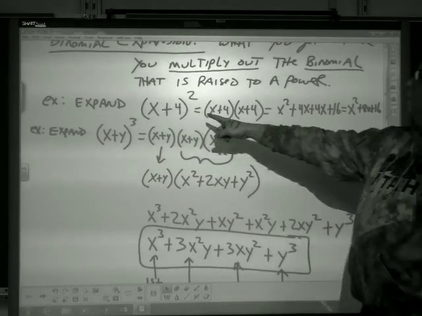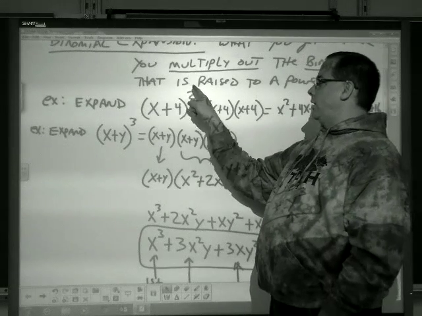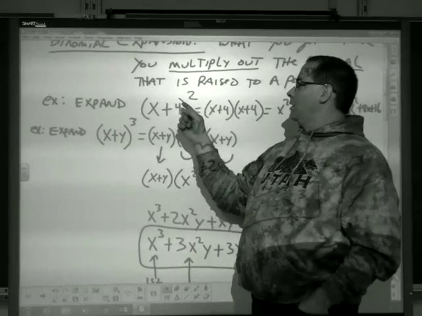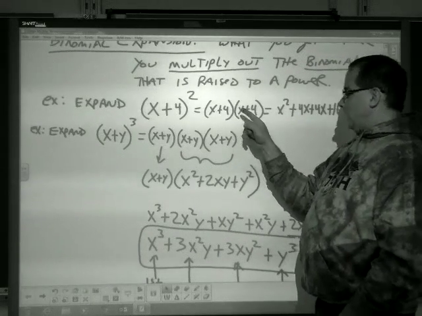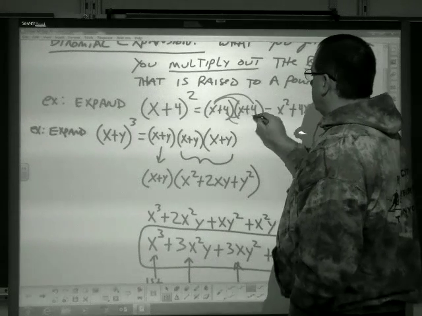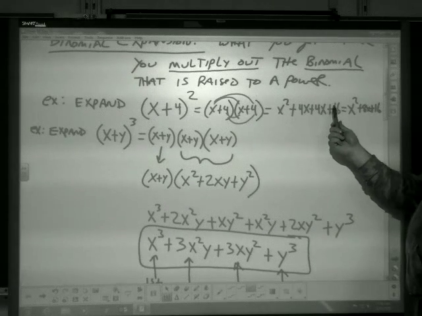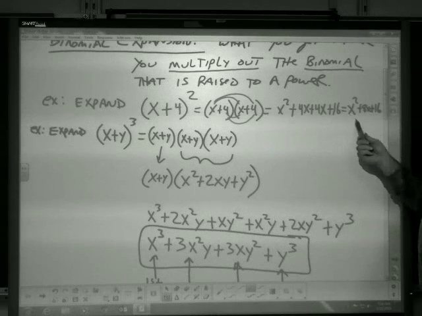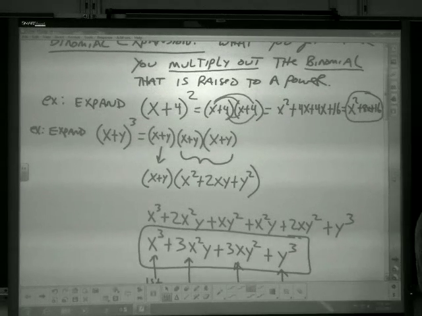So for example, if I said expand x plus 4 quantity squared, we've done this before. We've written it twice because squared means times itself. And then we multiply the first, the outer, the inner, and the last. And we get x squared plus 8x plus 16. And this is what we end up with. This is our binomial expansion.